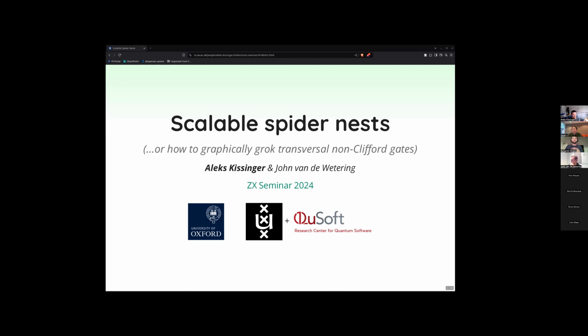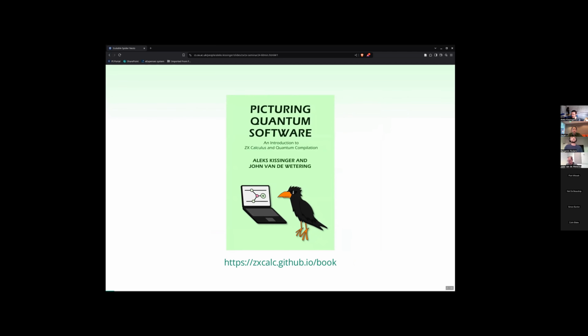A lot of this stuff is also laid out in quite some detail in our book. So if you haven't grabbed the book yet, here's where you can get it. A lot of what I'm going to talk about today is in chapter 13, which is the error correction and fault tolerance chapter of this book.